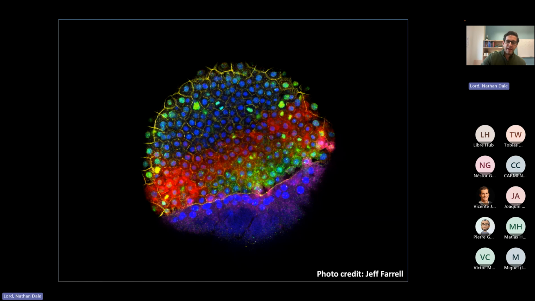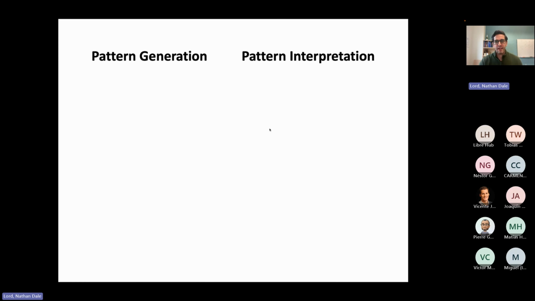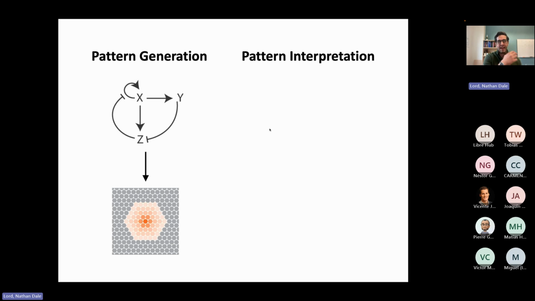So we come at this in a bunch of different ways in the lab. In very broad terms, we break this up into two main classes of problem. The first one I'll call pattern generation. What I mean by that is we want to understand how networks of signaling factors, proteins, and genes inside of the embryo come together to create spatially resolved patterns of gene expression or signaling, which ultimately tell the embryonic cells what they're supposed to be doing.